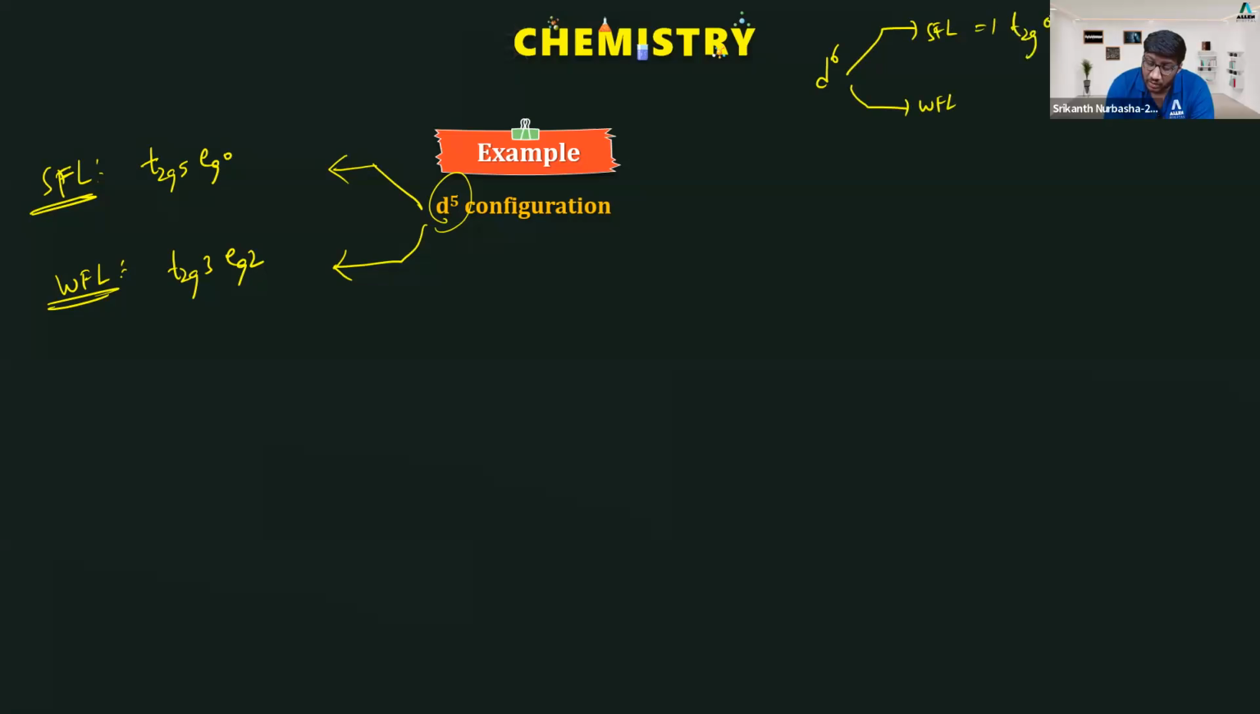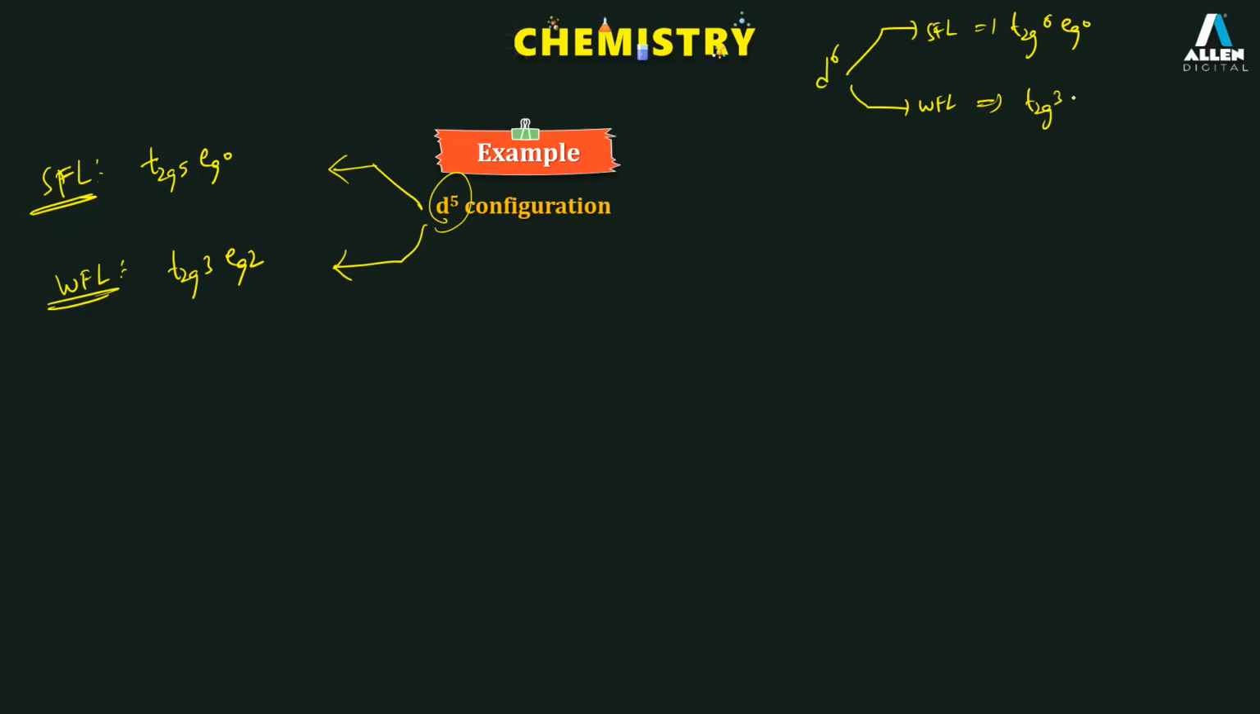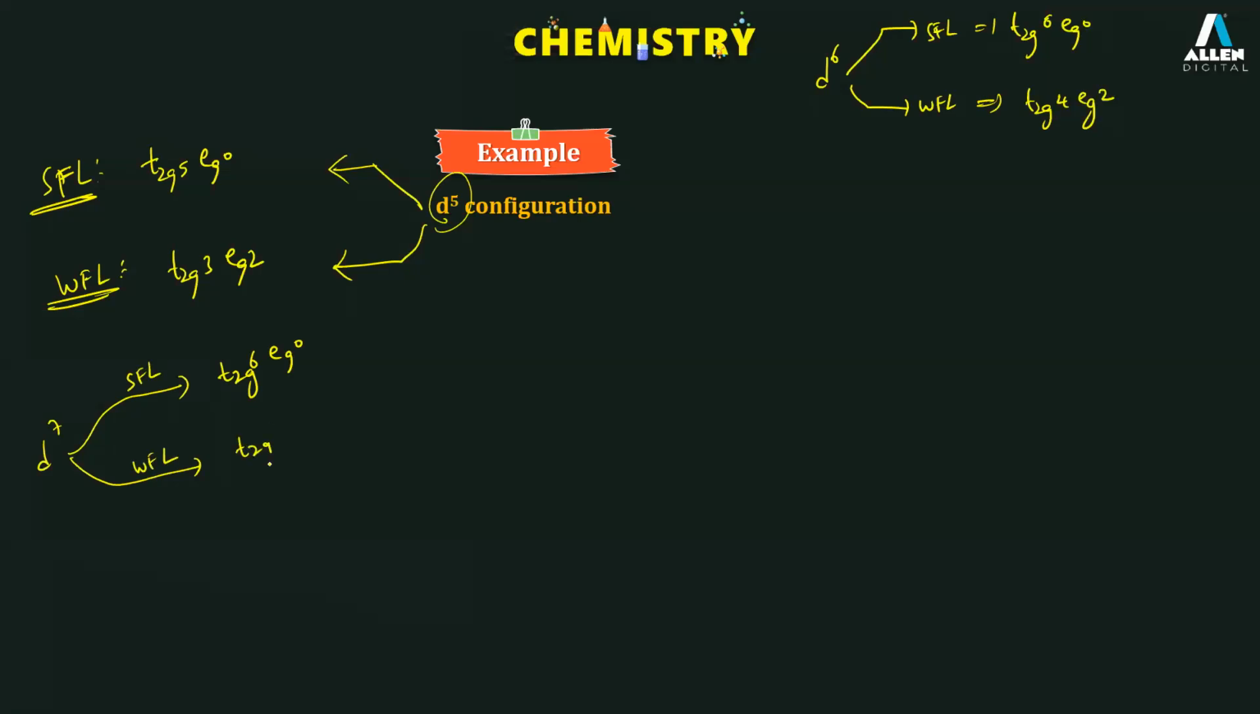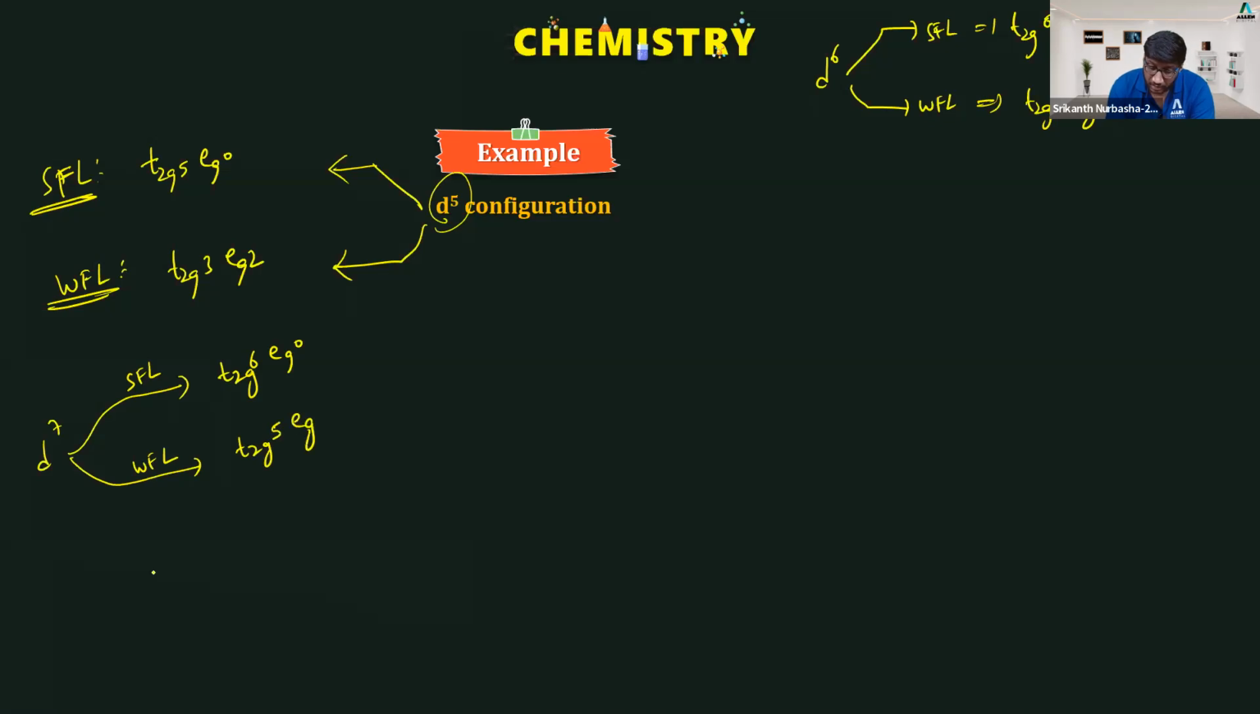For D6, strong field ligand is T2G6 EG0. Weak field ligand is T2G3 or T2G4? T2G4, EG2, right? Then D7: strong field ligand T2G6 EG1. Weak field ligand T2G5 EG2.